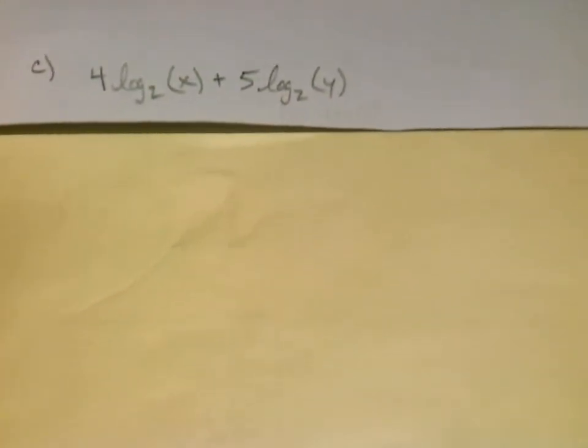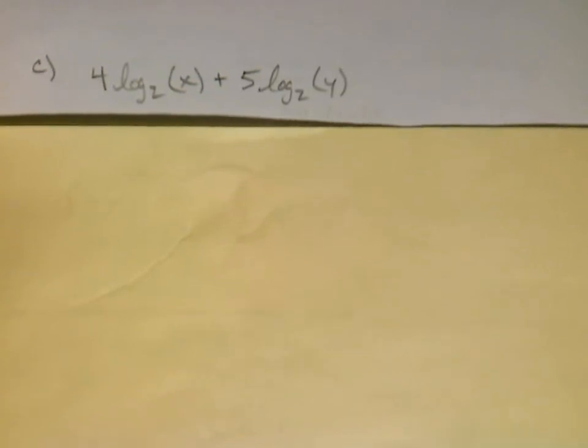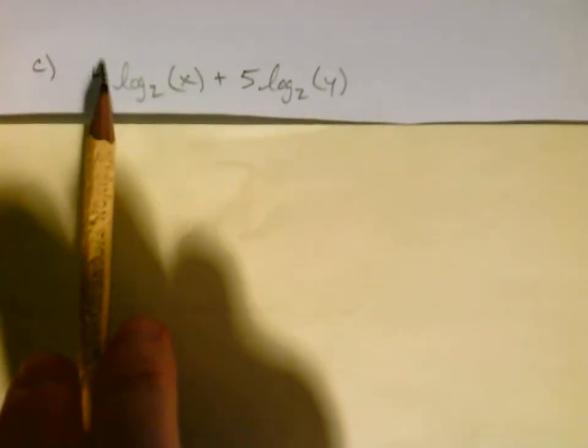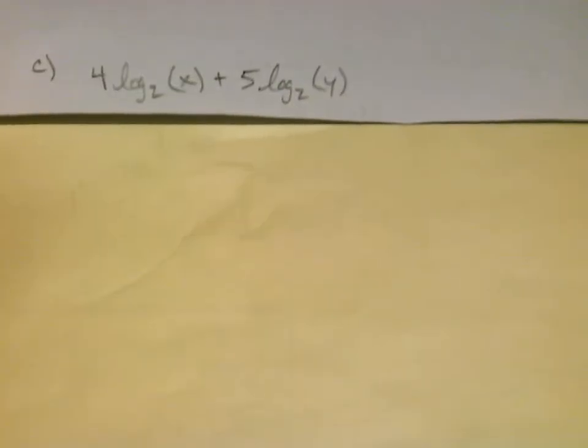Okay, in part C, now we finally have some variables involved. Let's look at 4 log of x base 2 plus 5 log of y base 2. Now we see two things. For one, we're adding these logs, but also they both have a coefficient. So we're going to use properties 4 and 6.